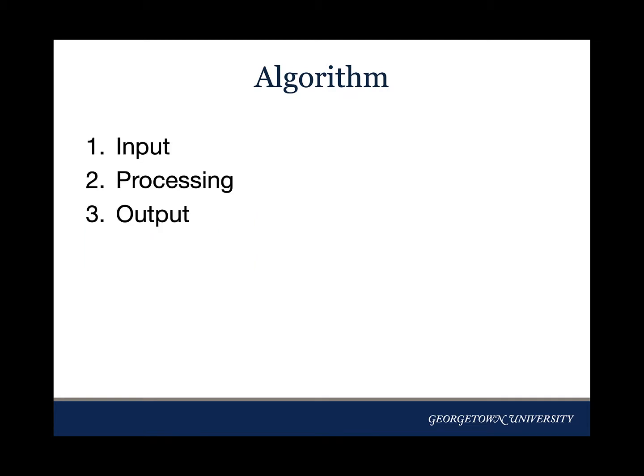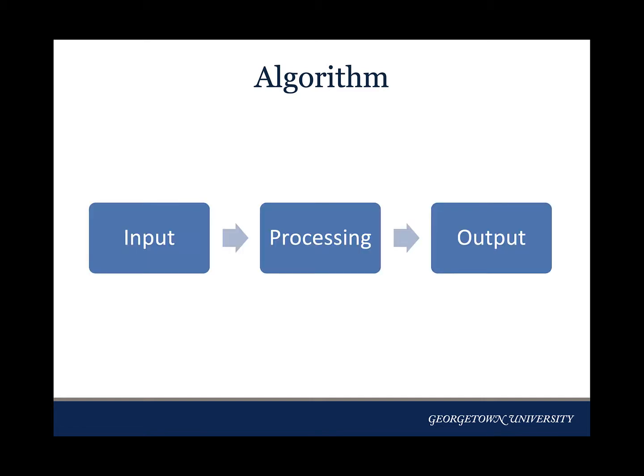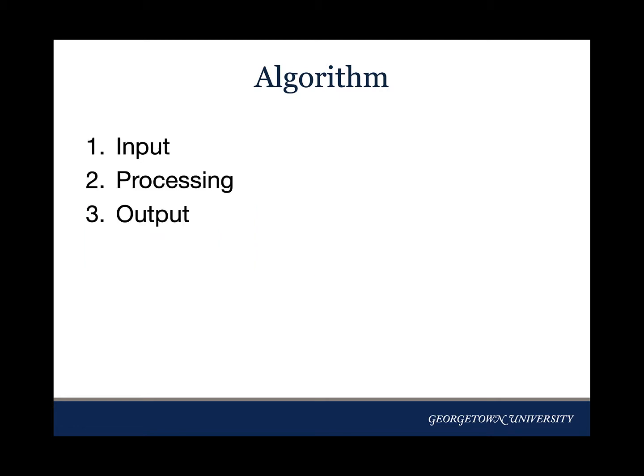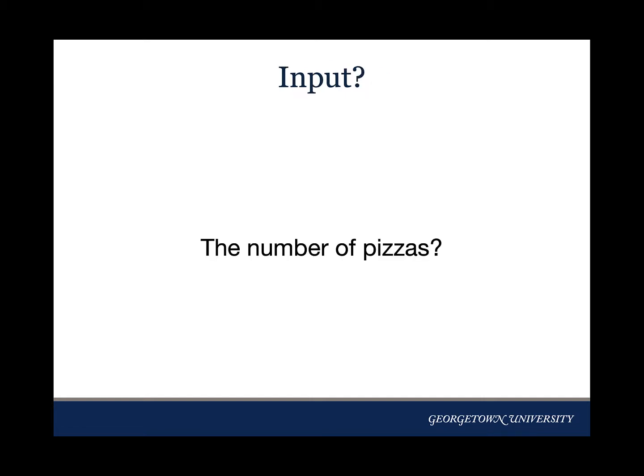We can also represent an algorithm as this sequence of steps. Here we're doing it graphically. Generally, this is known as a flow chart or a flow diagram. And then we also write algorithms in this step-by-step format. So for making our pizzas, what is the input? Well, we have to know the number of pizzas.